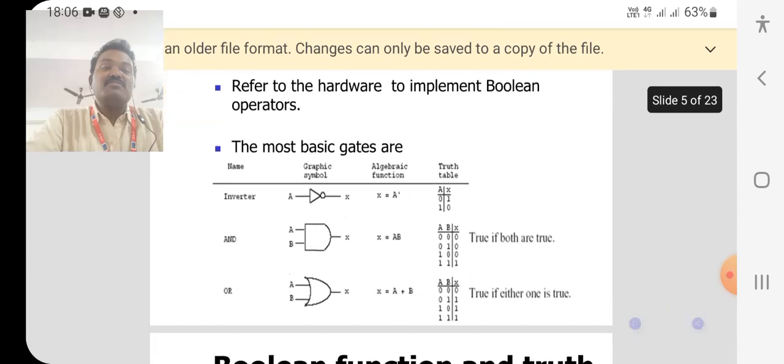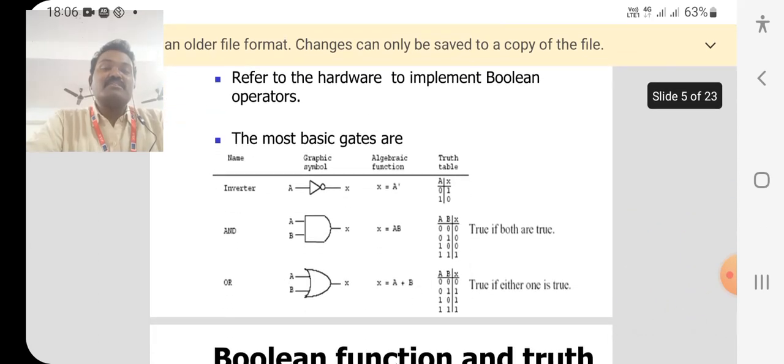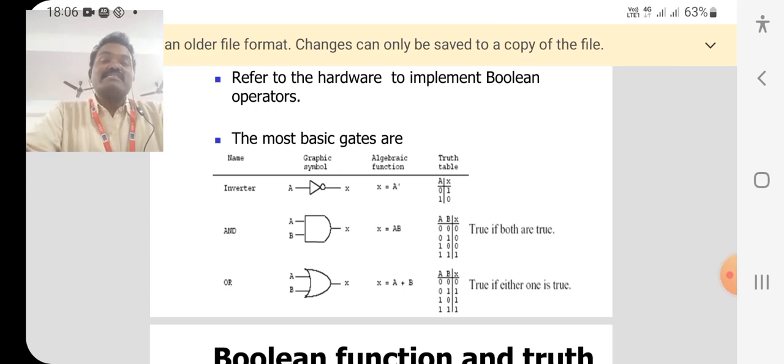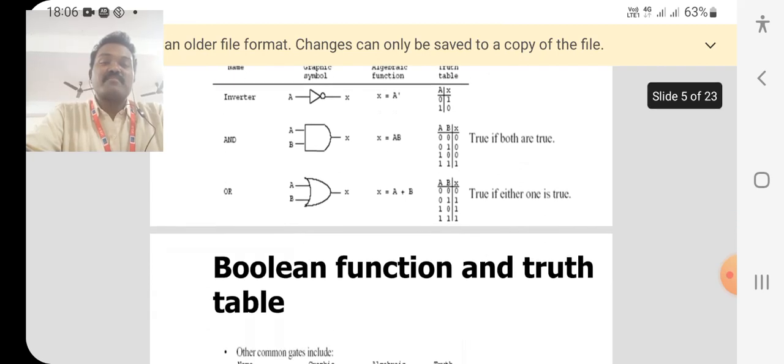In the previous video, we discussed the basic logic gates. The universal gates are the NAND gate and NOR gate. The NAND gate and NOR gate are mainly used to construct all logic gates. So these logic gates we call universal gates.